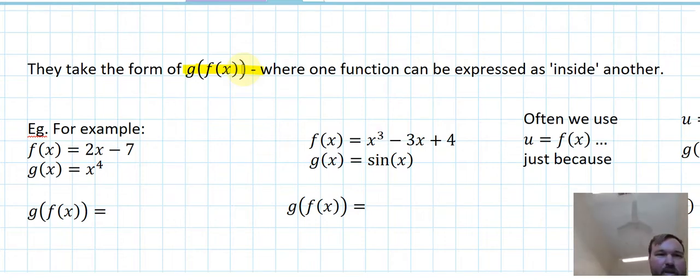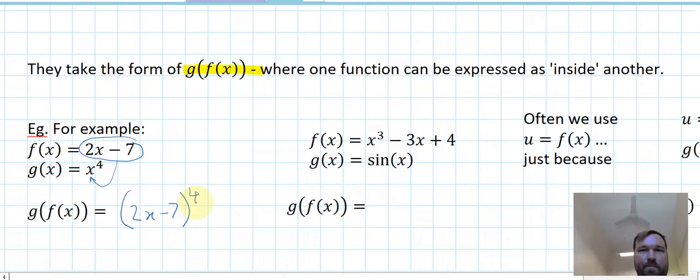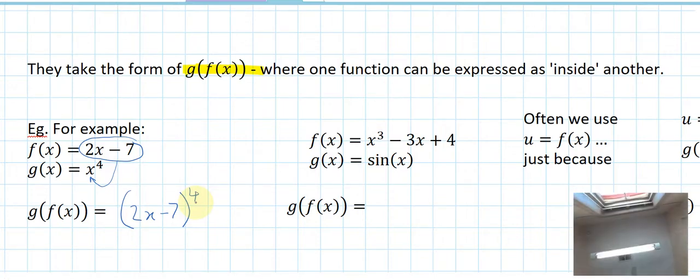So, here, if we have g of f of x, what that means is that this f of x function is going into the g of x function. So the result would be 2x take 7 to the power of 4. One goes inside the other. To write on the screen properly, I'm going to lay it flat so you guys can enjoy looking at the ceiling.